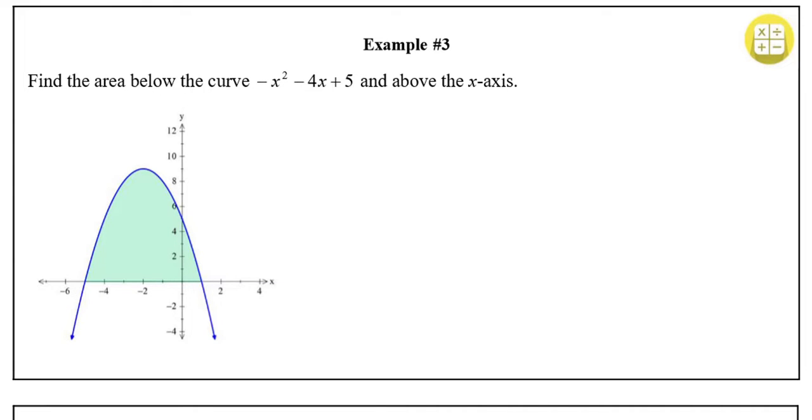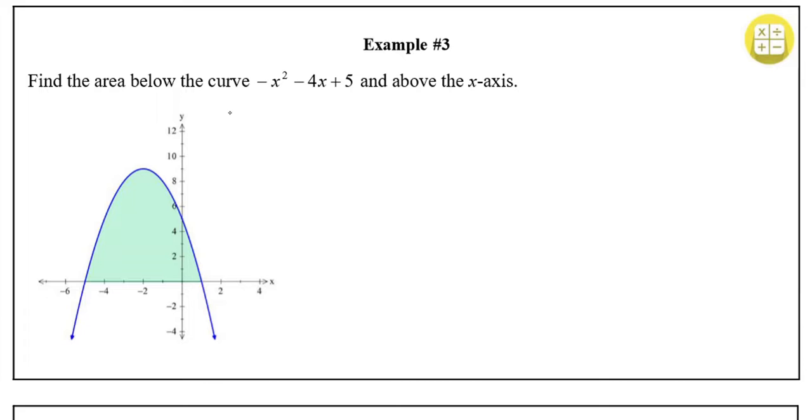All right, so let's find the area below this curve and above the x-axis. Unlike the last questions, we weren't given an upper bound and a lower bound for x, but you can see that we're going to be bound by the x-intercepts, right? That's what we're interested in. So step number one, let's find where the x-intercepts for this function would be.